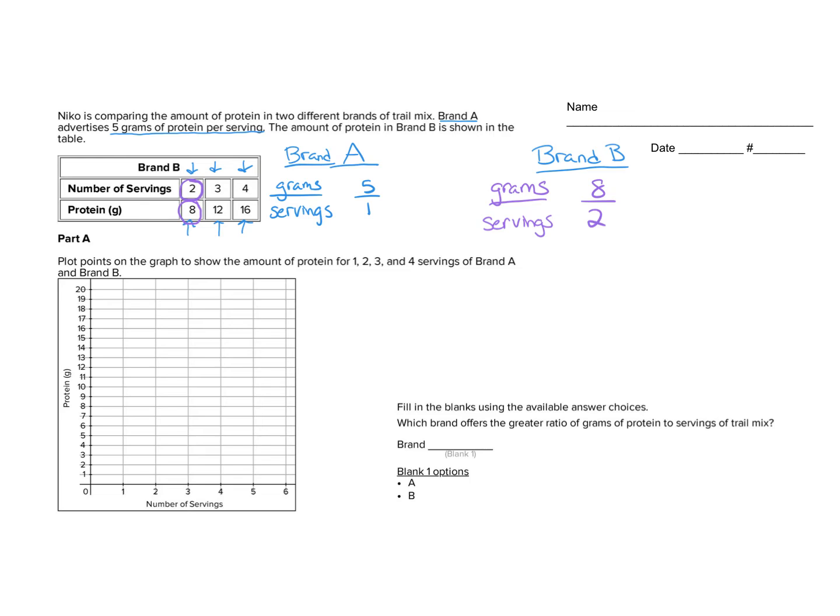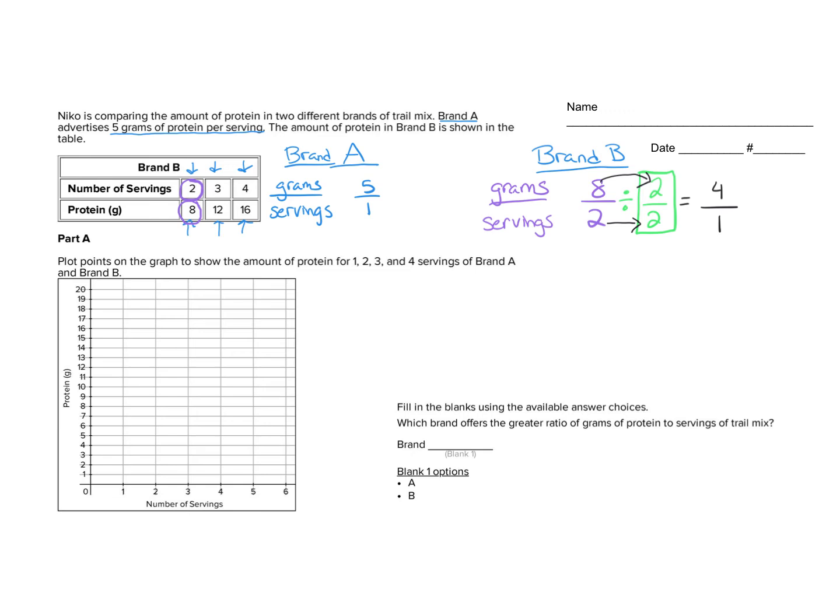So let me show you what I mean by that. I'm going to divide by a big 1 of 2 over 2. And that equals 8 divided by 2 is 4, and 2 divided by 2 is 1. So we have brand A, which is 5 grams per 1 serving. We have brand B, which is 4 grams per 1 serving. And now it asks me to plot those points on the graph for 1, 2, 3, and 4 servings of brand A and brand B.